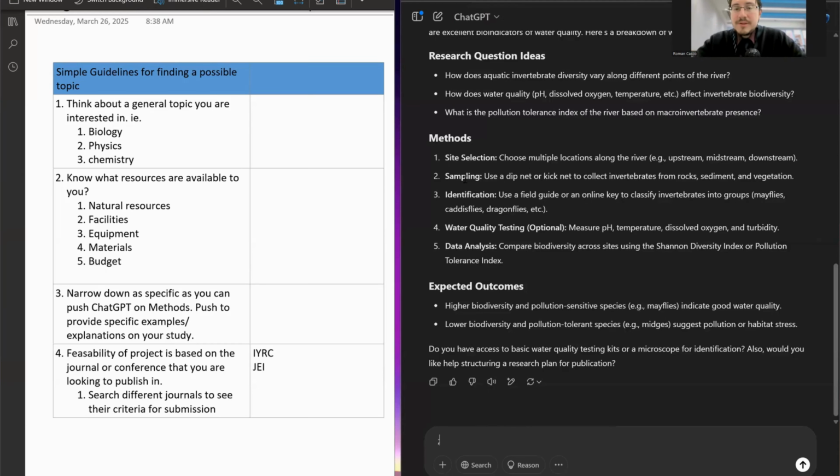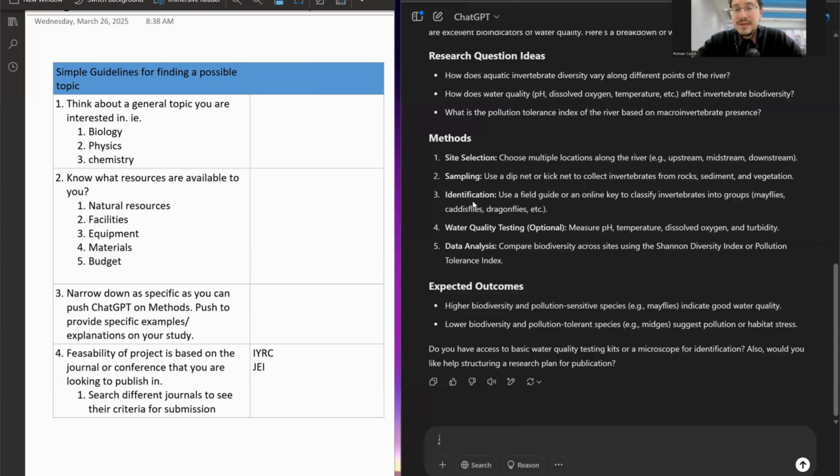Sampling, right? There's many ways you can sample. You can collect the little insects, right? You can find examples of these on YouTube. Very, very common, right? One of the most common ones is the kick net method, to collect little invertebrates out of the sediment of the river bottom, right?